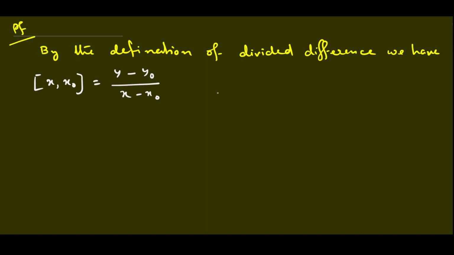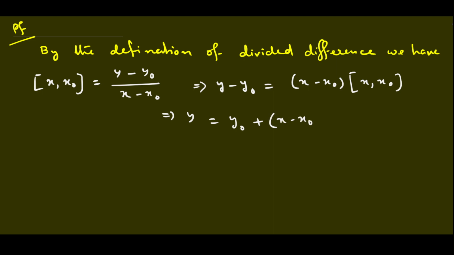Or you can write in the reverse way also: y naught minus y divided by x naught minus x. All will be the same. Now if you cross multiply it, what will we get? y minus y naught will be x minus x naught and then the divided difference of x comma x naught. So let us take y naught on the right hand side. So it will be y naught plus x minus x naught and then the first divided difference between x and x naught. Let it be equation number 1.